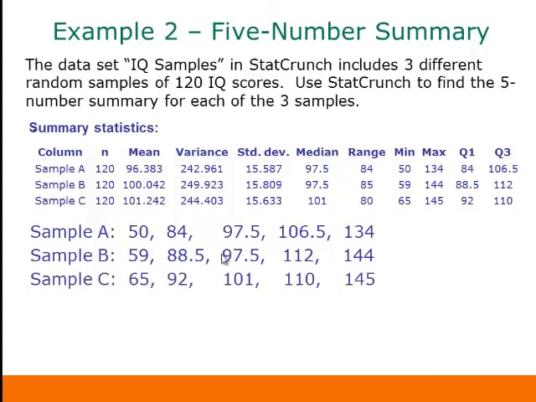And one nice thing about having them all like this is that we can actually do some comparison of the samples. Notice that sample A had the lowest minimum of any of them. Sample C had the highest maximum of any of them. And sample C also had a higher median than the other 2.